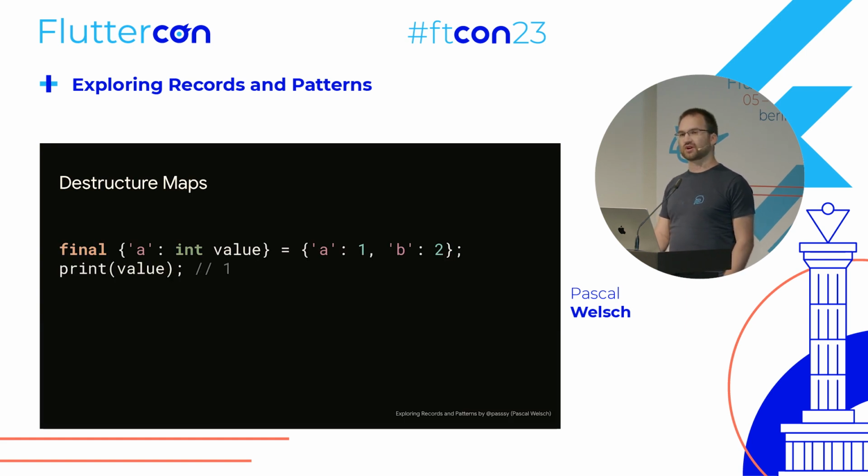We can also destructure maps. So we had lists. It also works for maps. And we can extract single keys of that map. Pretty cool. That might be very handy if you are parsing some JSON manually.